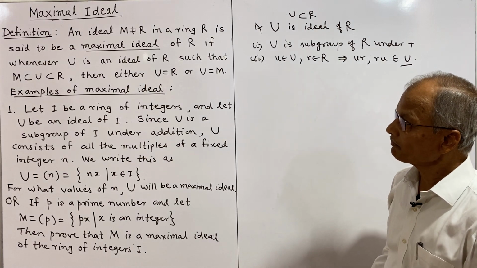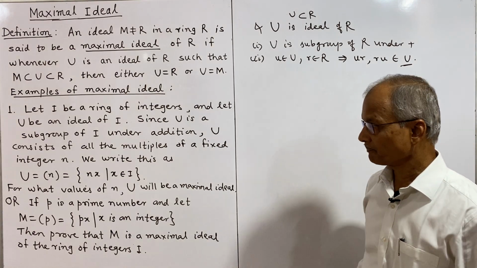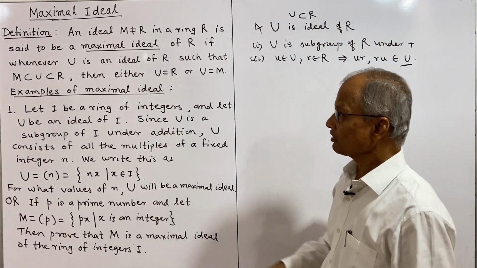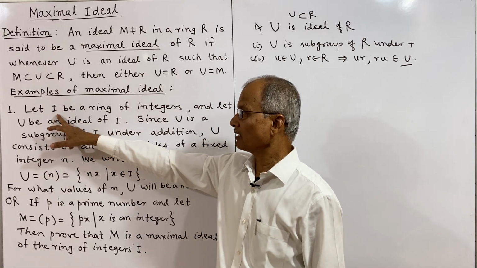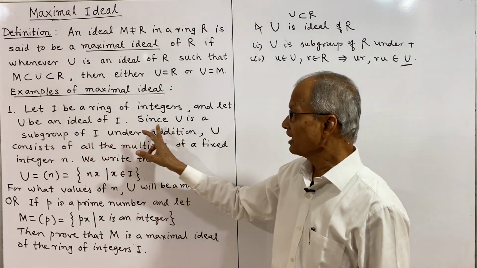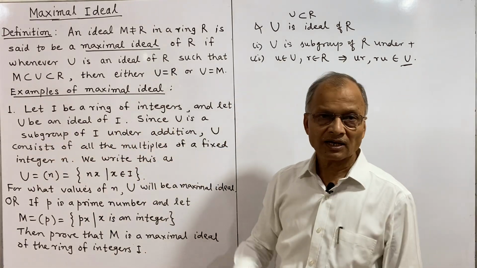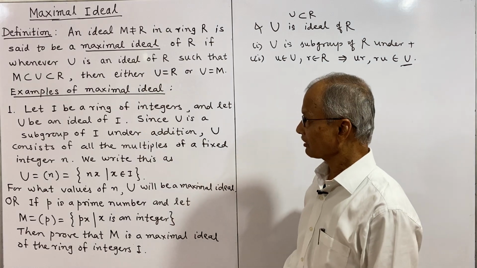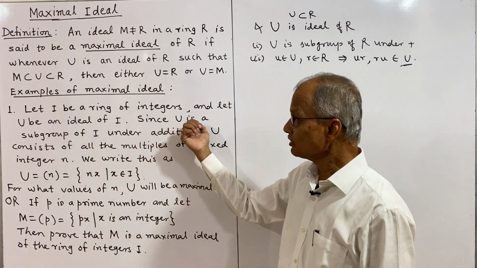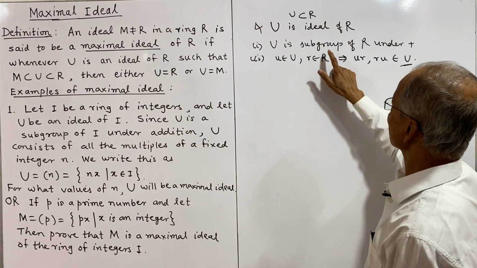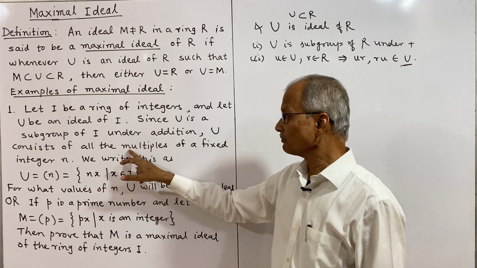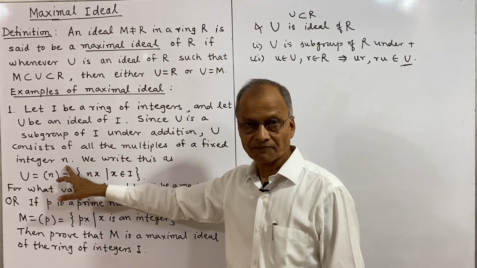Now, as an example of maximal ideal, we shall first consider the ring of integers, which is a simple ring under usual addition and multiplication. So we shall denote that ring by I, the ring of integers, and let U be an ideal of I. We have studied earlier this example for ideal of the ring of integers, and if you denote it by U, then U is a subgroup of I under addition. That is the first condition for ideal.